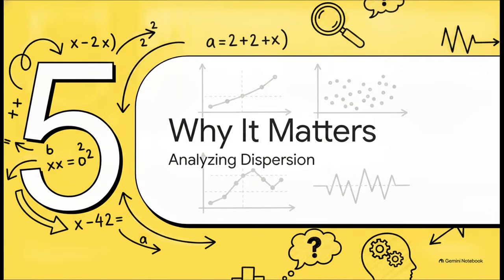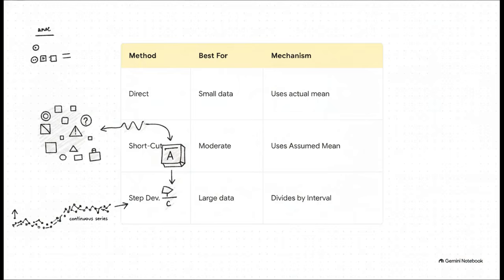Section 5. Why it matters. Analyzing dispersion. So we've just gone through a whole lot of mathematical mechanics, but why do we care which method to use? Actually, why do we even care about measuring dispersion at all? Well, this table perfectly summarizes our statistical toolkit.